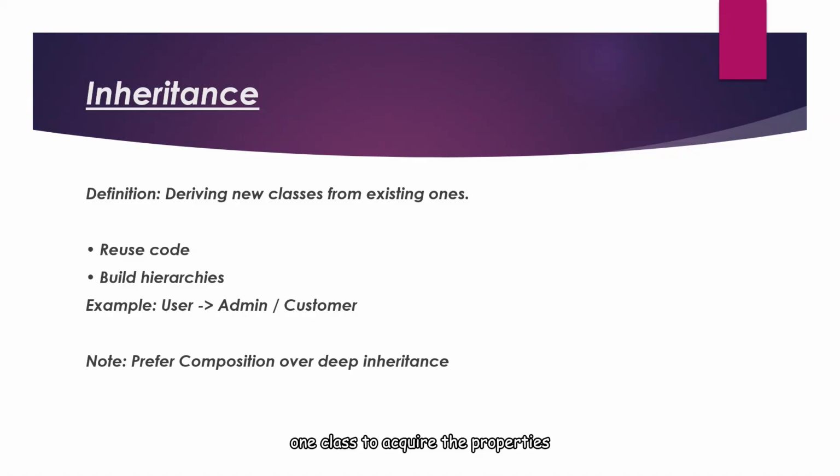Inheritance allows one class to acquire the properties and behavior of another. It supports code reuse and helps us build logical hierarchies. For instance, a user class can be extended into admin and customer classes. However, we must be careful. Deep inheritance can make systems rigid, so we always consider composition first.